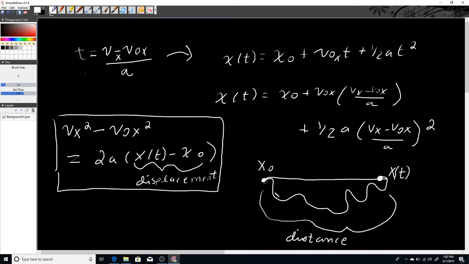Whatever path I take, the distance will be the actual amount of ground that I cover. But the displacement is simply the straight line difference between where I ended up and where I started. And that's what this is here, because this doesn't take into account if you took some sort of crazy convoluted path. It basically says I'm just looking at the straight line distance between where I ended and where I started.